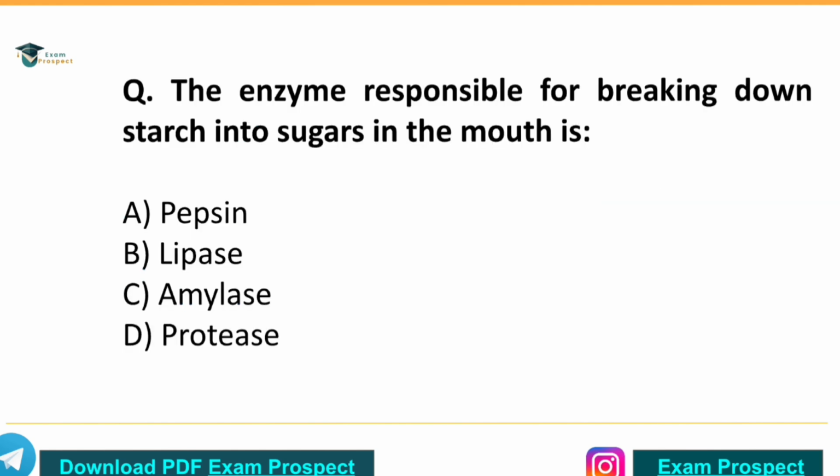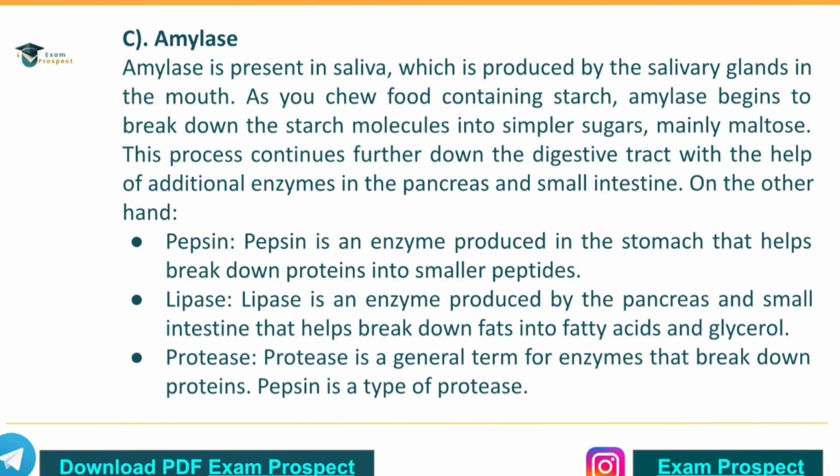Next question. The enzyme responsible for breaking down starch into sugar in the mouth is? Correct answer is option C, amylase. Here, amylase is present in saliva, which is produced by the salivary glands in the mouth. As you chew food containing starch, amylase begins to break down the starch molecules into simpler sugars, mainly maltose. This process continues further down the digestive tract with the help of additional enzymes in the pancreas and small intestine.